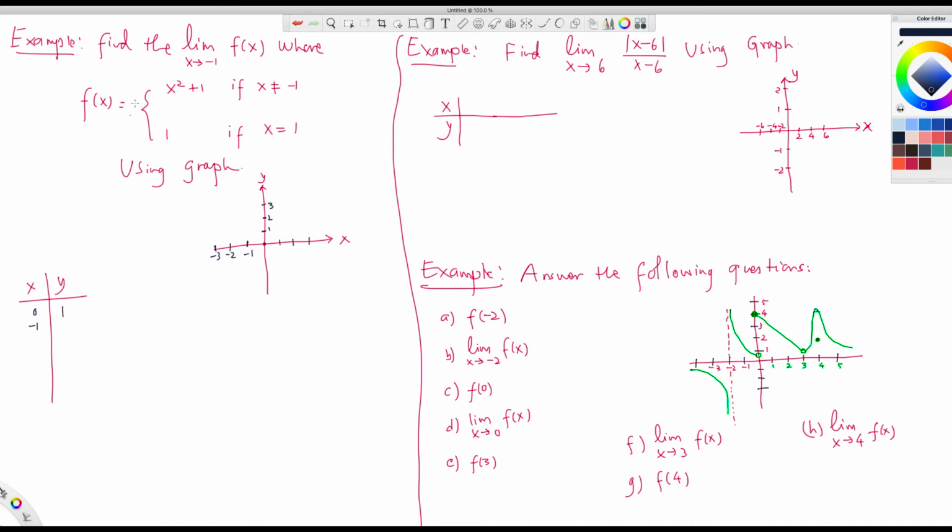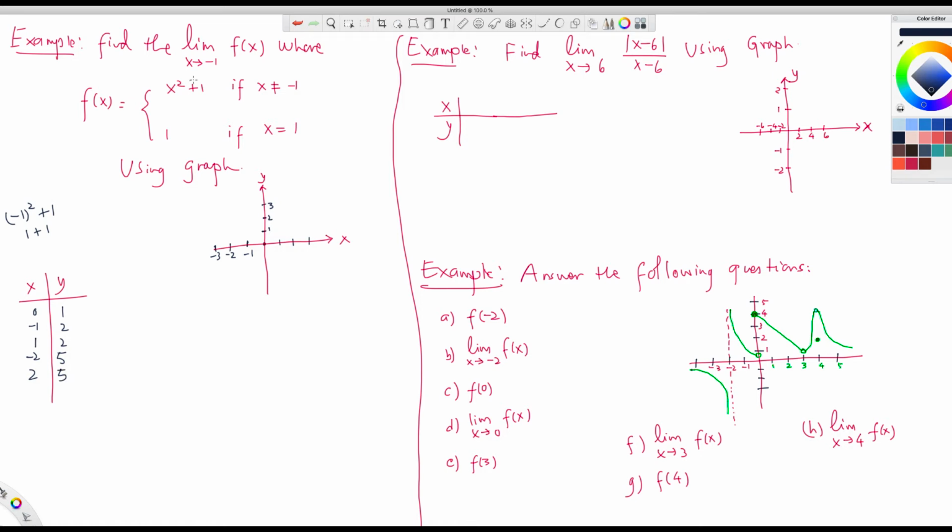At -1, what is the value of the function f(x), or what is the y value? So -1 squared plus 1, that is 2. You see that? Because -1 squared is +1, plus 1 is 2. Similarly, at +1 it is 2. At -2, -2 squared is +4, plus 1 is 5. And at +2 it is 5 as well.